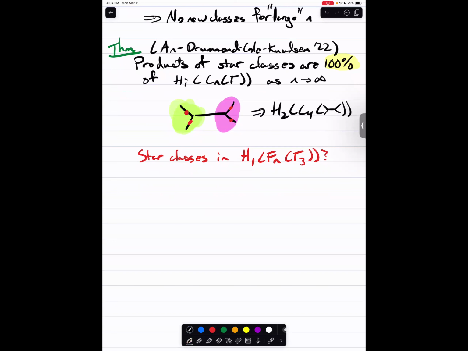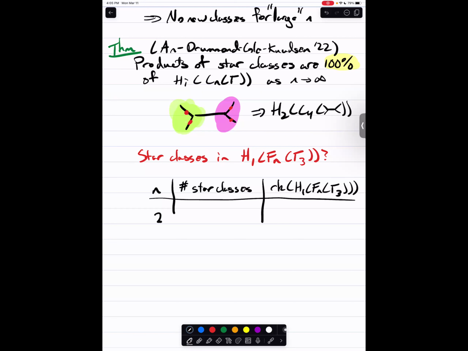And so let's get the following table. We have n, this is going to be our number of points. We have the number of star classes, and we have the rank of the first homology of the ordered configuration space of n points in the 3-star. And the first time these star classes pop into existence is going to be when n is equal to 2.